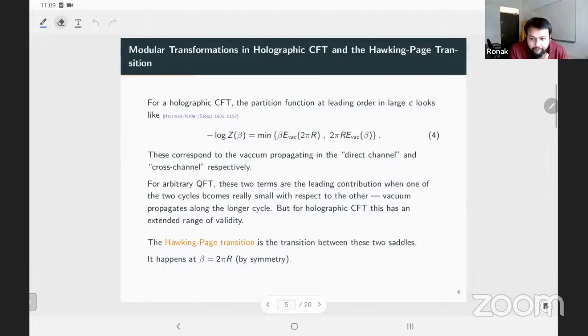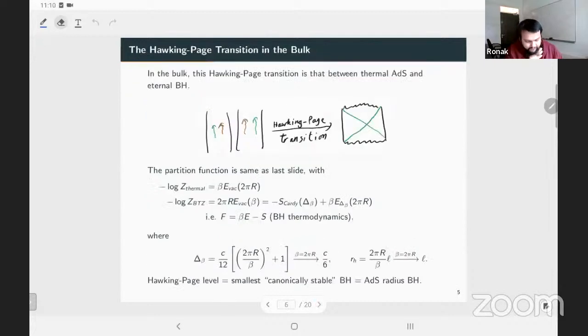Okay, and the Hawking-Page transition is nothing but the transition between these two saddles, and as you can see just by eyeballing this formula, this transition happens at beta equals 2 pi r, right? Because that is a symmetric point. So when beta is greater than 2 pi r, we are in a low temperature phase. When beta is less than 2 pi r, we are in a high temperature phase. The low temperature phase and high temperature phase, when we go to the corresponding Lorentzian thermofield double and look at the bulk dual geometries, have a very nice form.